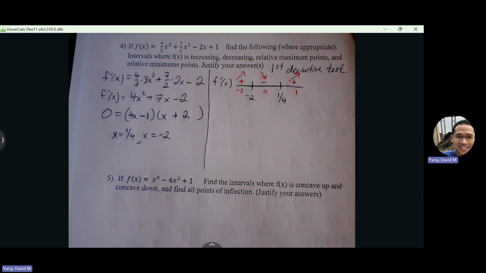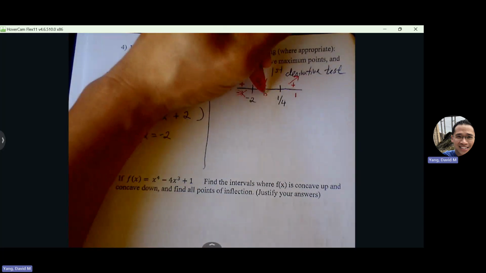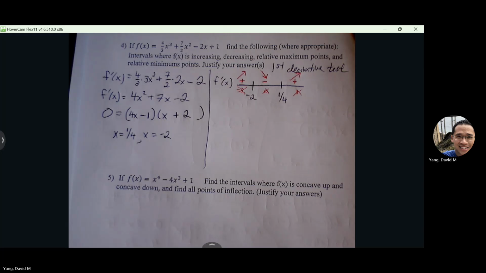So we're gonna have two intervals of increase, one interval for decrease. Remember, your test points are not gonna be involved in your statements. Okay, on my key, I didn't indicate the Y values, but let's see if we can find those Y values using our calculator.